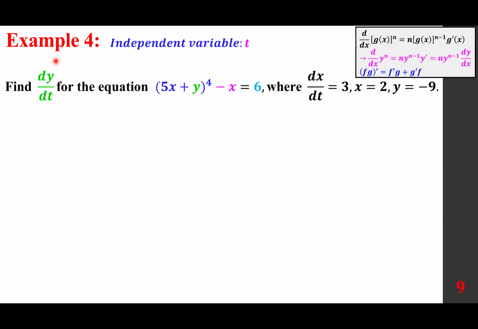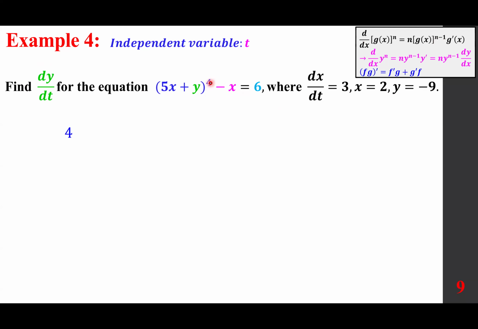We want to find dy/dt for the equation (5x + y)^4 - x = 6, where dx/dt is 3, x is 2, y equals -9. And again, you can do it both ways, but I'm going to do one way now. We have enough practice, and you're more than welcome to try it with the second method. I'm going to just differentiate with respect to t, starting with the extended power rule.